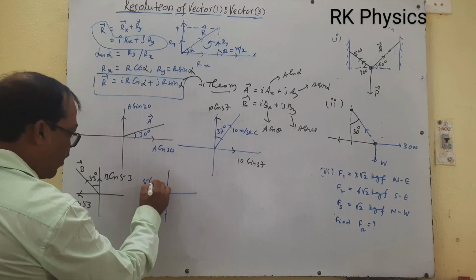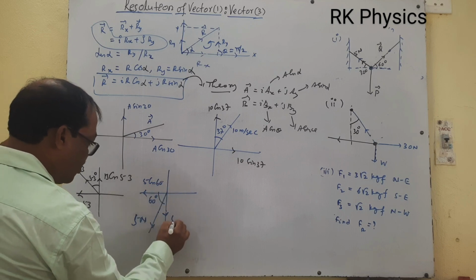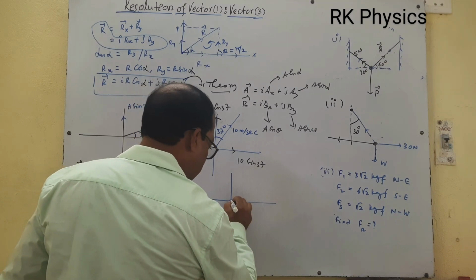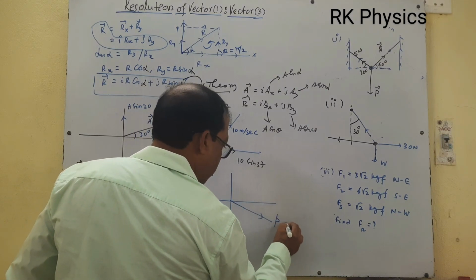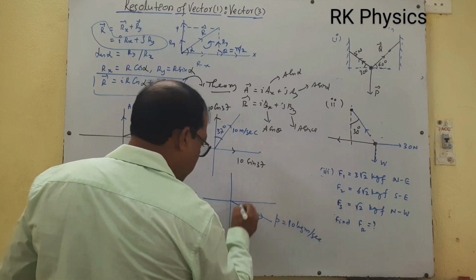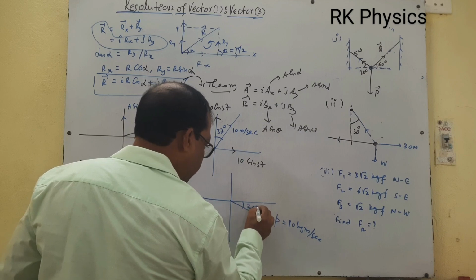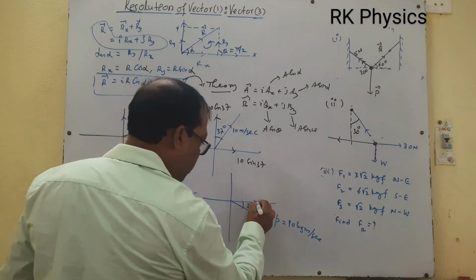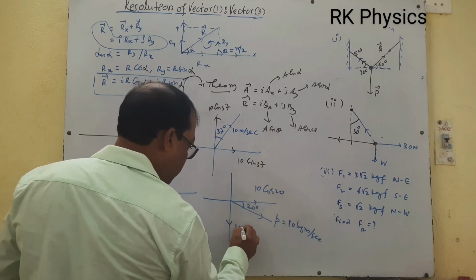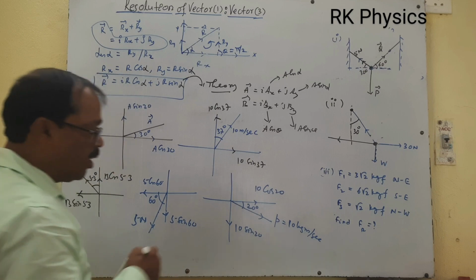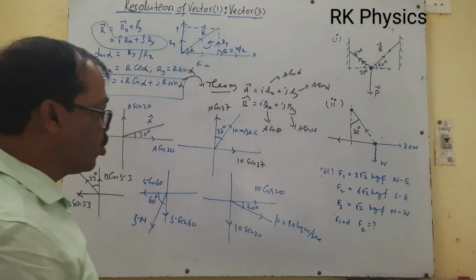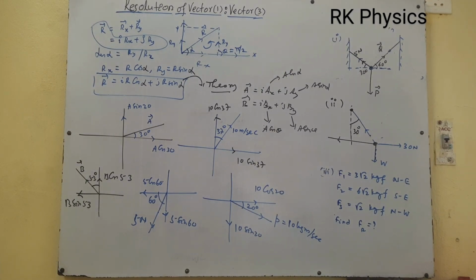Along its component is 5 cos 60. Along this is 5 sin 60. Then come to another quadrant. Suppose I am taking momentum, that is 10 kg meter per second, which makes an angle, say 20 degree with x-axis. Along this line its component is 10 cos 20, perpendicular this is 10 sin 20. So if you split any vector in this way, it will be easy for you to solve the various problems. Okay.